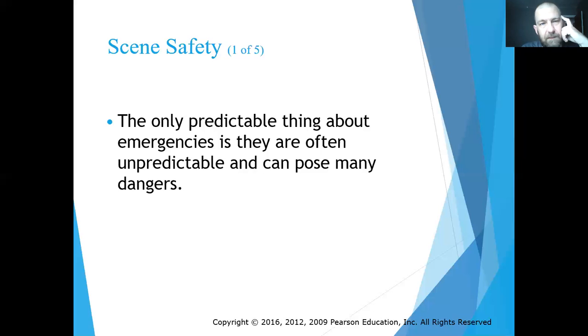And so your scene size up is the first part where we're gathering information where we can determine what exactly is happening. So we have to have our antenna up, we have to have our ears open, we have to have our eyes open, and take in as much information as possible when we get to a scene to try to figure out what's going on and how we can remain safe.